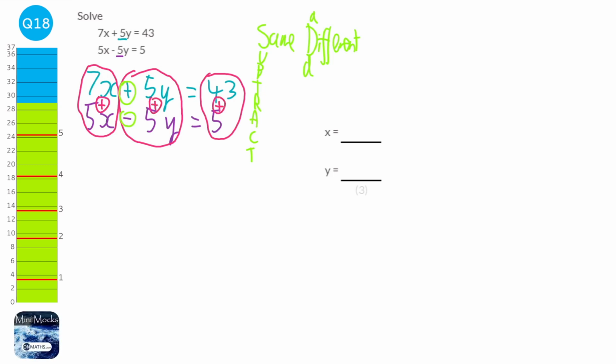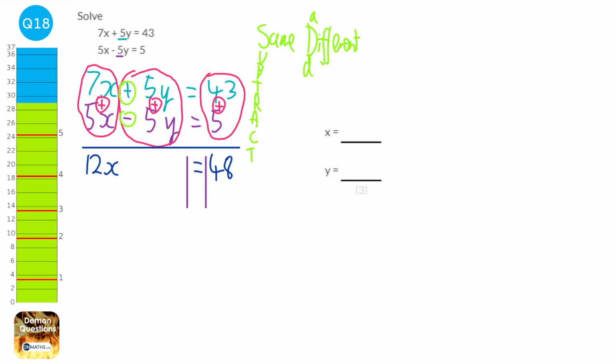And we're going to add going downwards, so we're working out the sums. And 7x plus 5x is going to be 12x. 5y plus minus, well the minus wins that, so it's 5y minus 5y is 0, which is good. We need it to be 0. And then we've got 43 plus 5, which is going to be 48. Get my lines in to solve it.